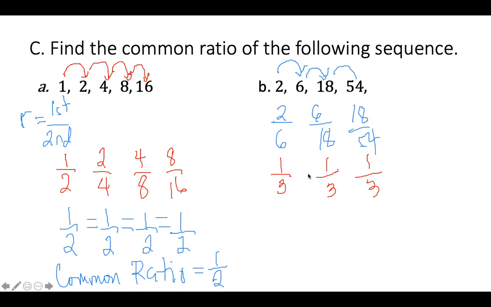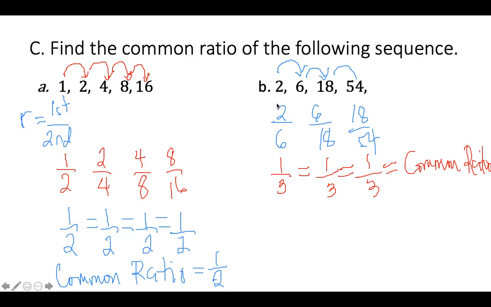Now, kung titingnan natin, their simplified ratios are equal. That's why we could say that the given sequence of numbers in letter B have equal ratios or common ratio, which is equal to 1/3. Common ratio. Okay? So, ganyan ang pagkuha ng common ratio.